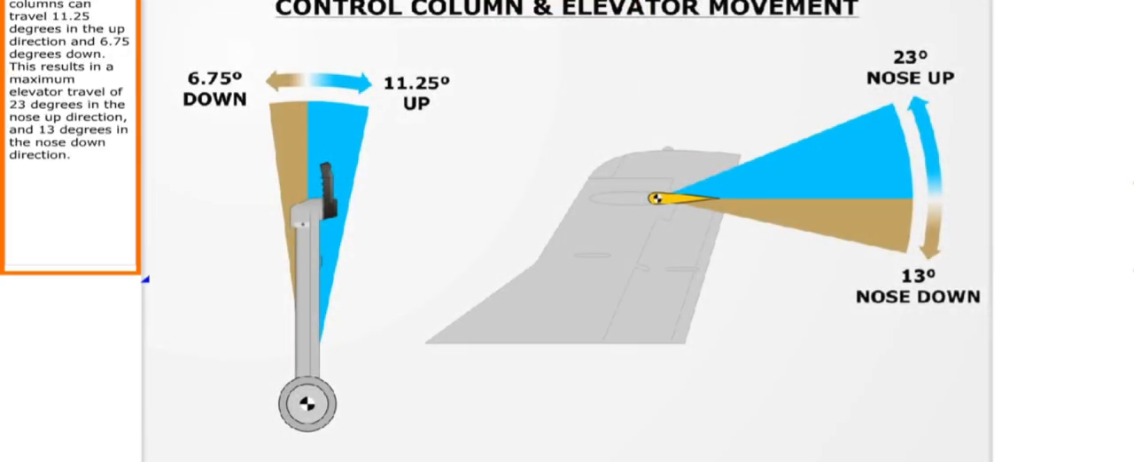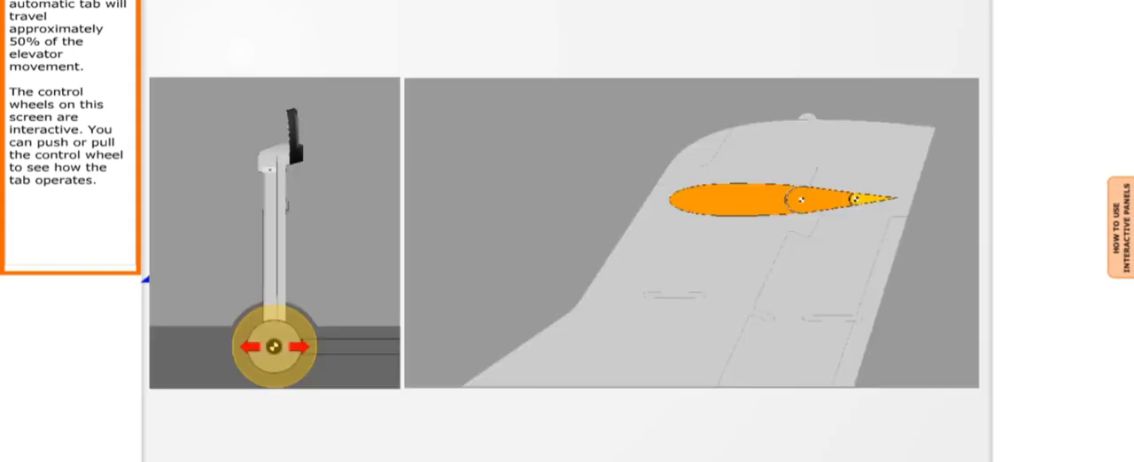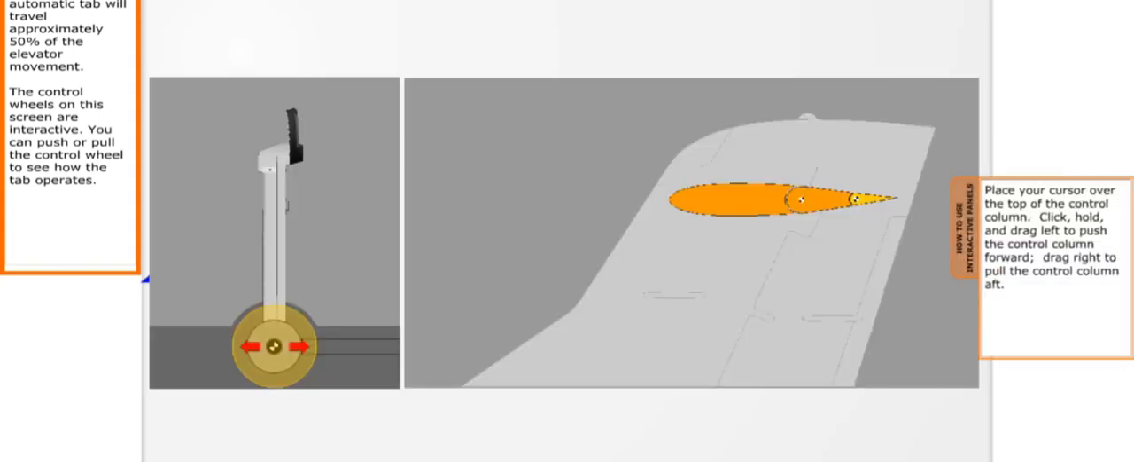The control columns can travel 11.25 degrees in the up direction and 6.75 degrees down. This results in a maximum elevator travel of 23 degrees in the nose up direction and 13 degrees in the nose down direction. The elevator automatic tab will travel approximately 50% of the elevator movement.